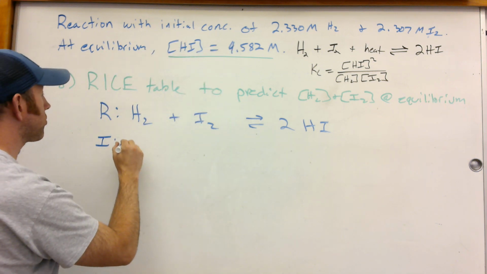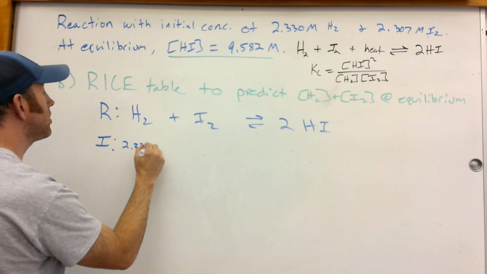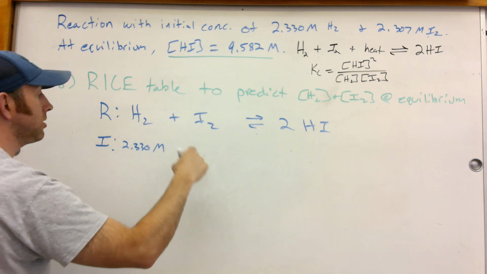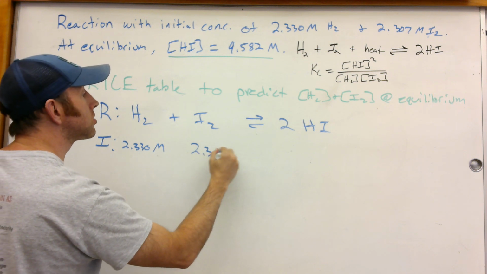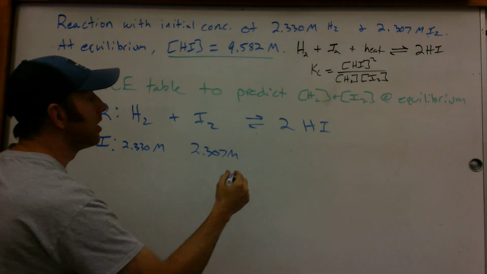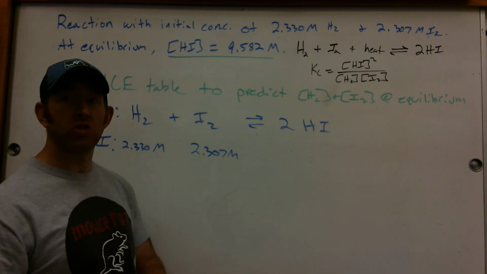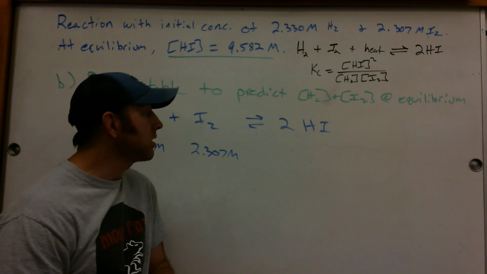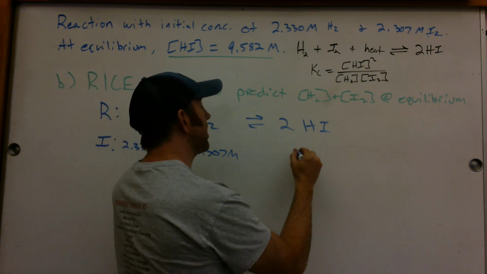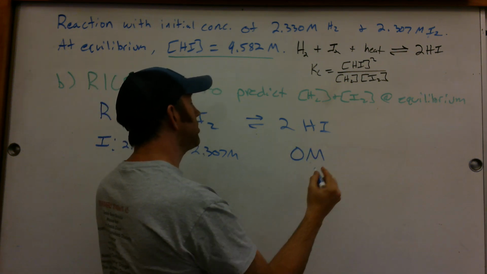That is 2.330 molar hydrogen and 2.307 molar iodine. Now, you're not given an initial concentration of hydrogen iodide, but for what we do, we're always going to assume that it begins at a molarity of 0.